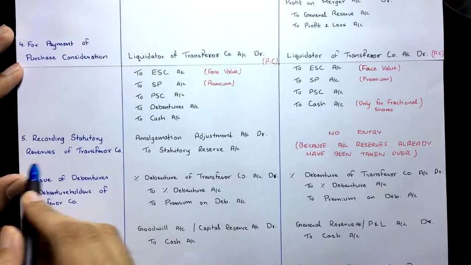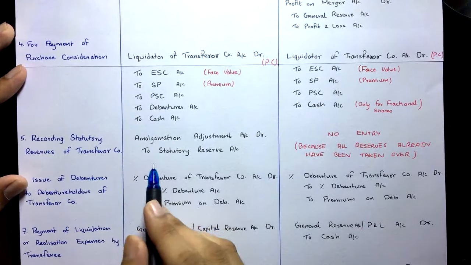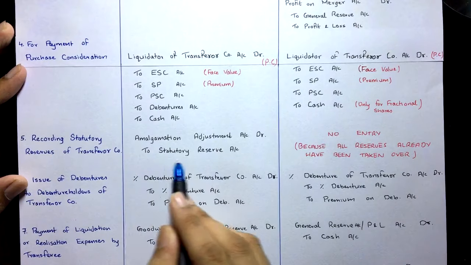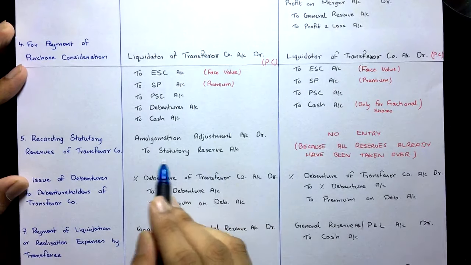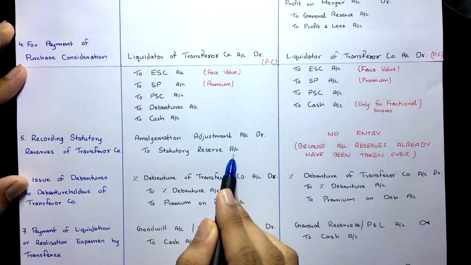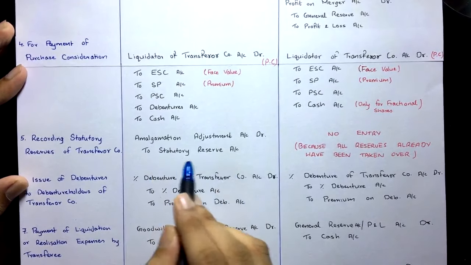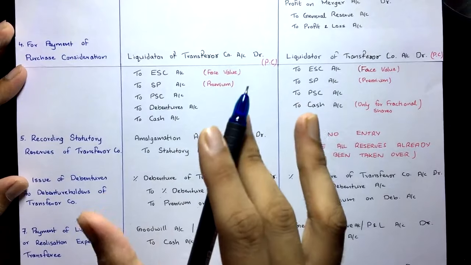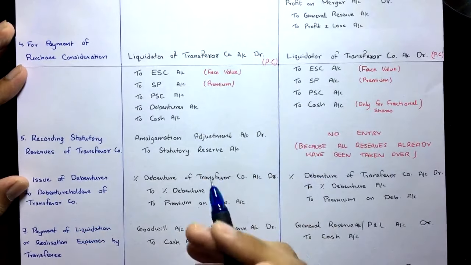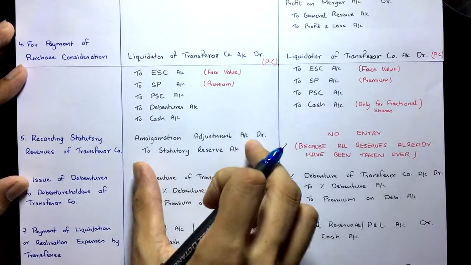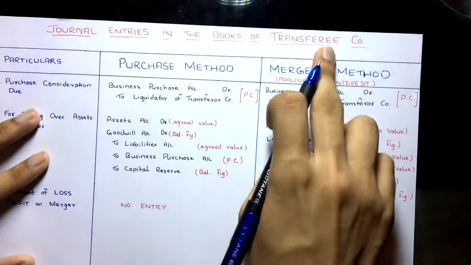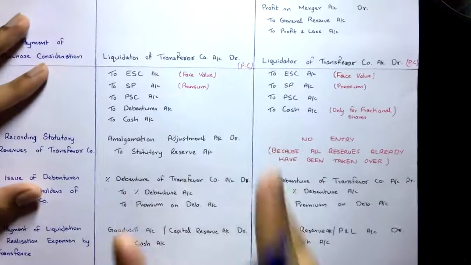See here, recording statutory reserves of transferor company. You are going to credit whatever reserve you want to create. Investment allowance reserve to investment allowance reserve. If it is export profit reserve, to export profit reserve. It will be given to you in the question what reserves are there, and if there are any statutory reserves, then you have to pass this entry to record it in the books of the transferee company also. So it is clear to you, right?